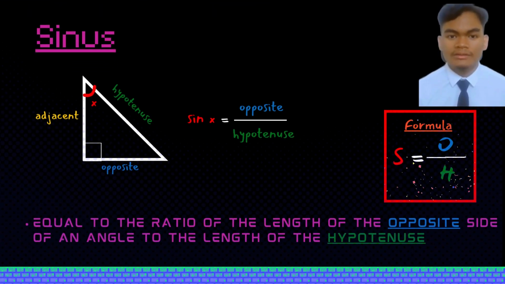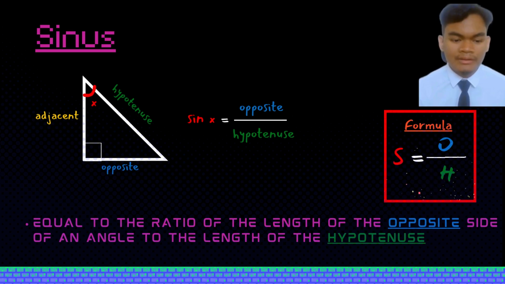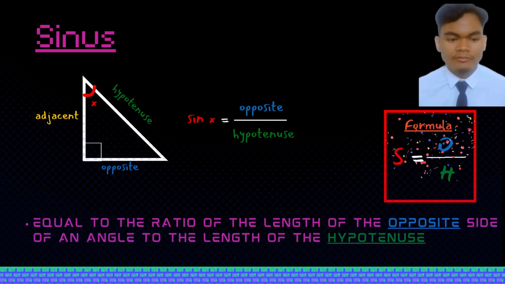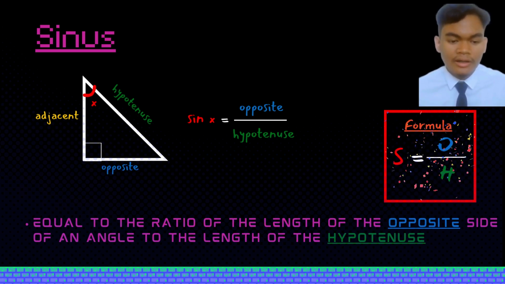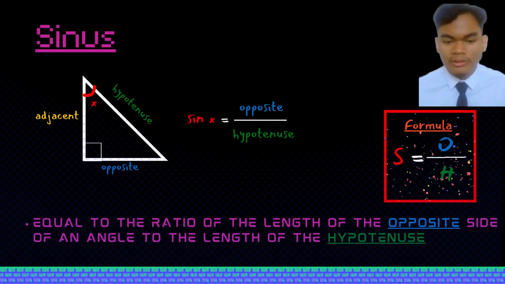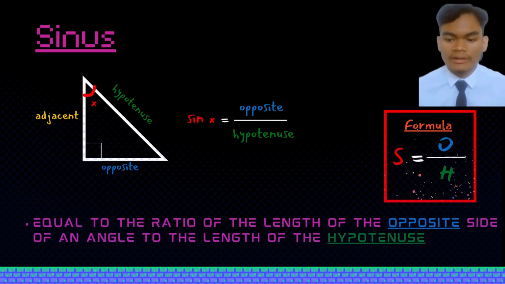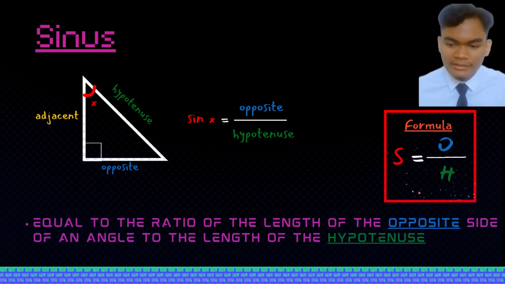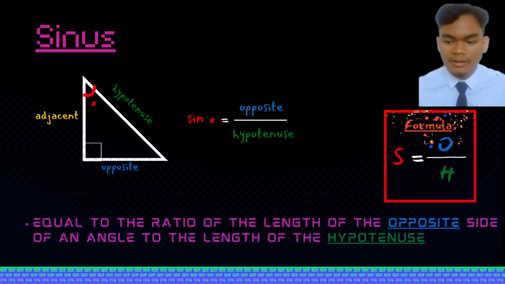First one is sinus, or what we call sine. It is equal to the ratio of the length of the opposite side of an angle to the length of the hypotenuse. Here we have the hypotenuse as the green one, the adjacent as the yellow, and the opposite as the blue color. The formula for sine is sin equals opposite divided by h, or hypotenuse.